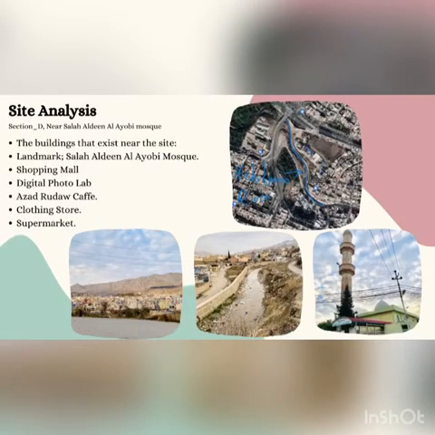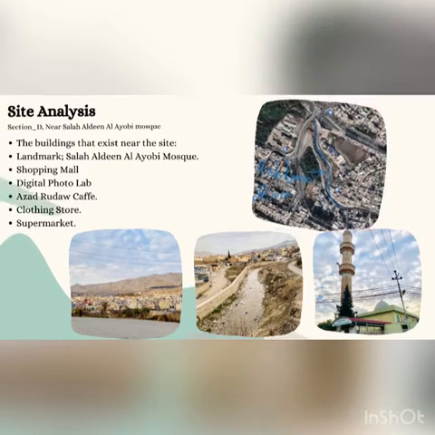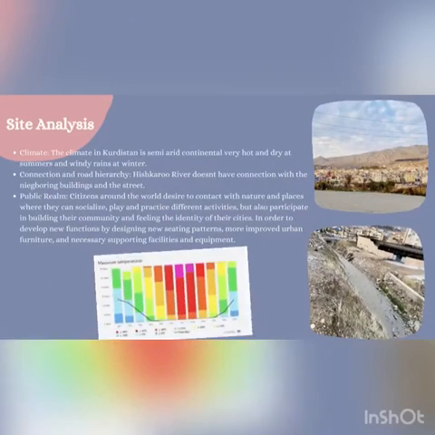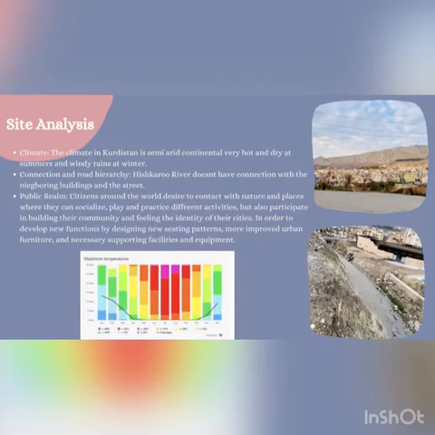For the site analysis, the river is surrounded by different types of buildings, but the landmark for this section is Salahuddin Mosque. Also, citizens everywhere desire to have connection with the nature and places where they can relax and socialize and also practice different activities.